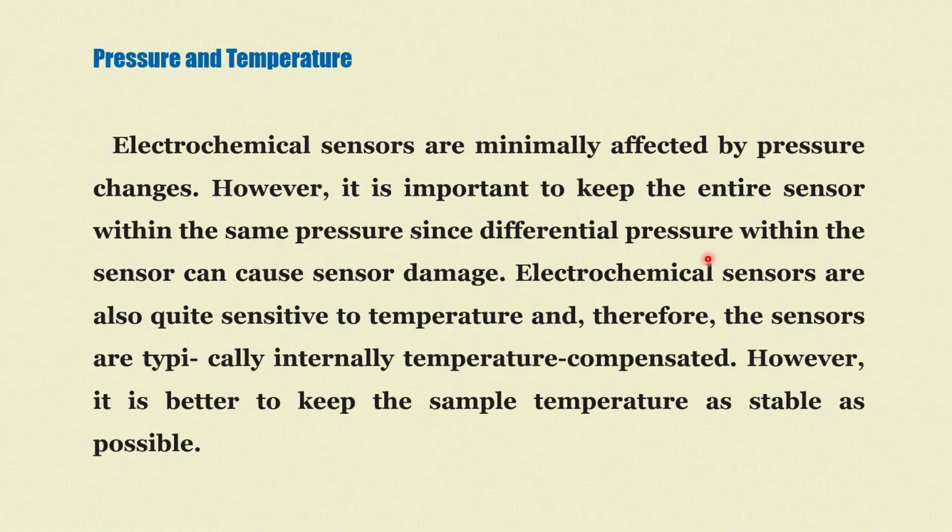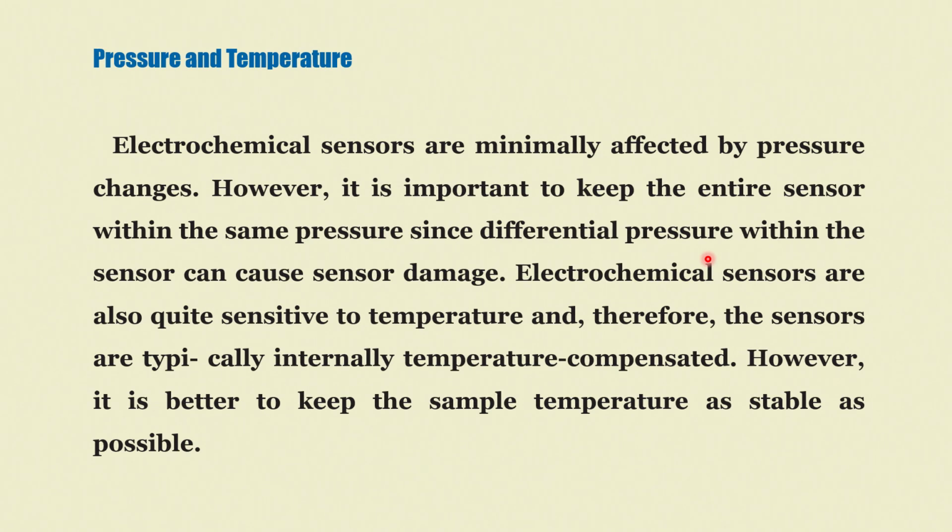Best thing is to have a temperature controlled system which is internally controlled. If the outside temperature goes up, the system will reduce the resistance to bring it to the fixed temperature. You can fix it to the average temperature of either summer or winter. You can fix it at any time, for any of the temperature ranges. However, it is better to keep the sample temperature as stable as possible.